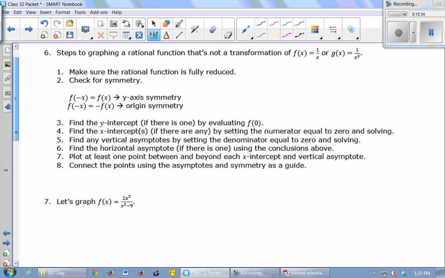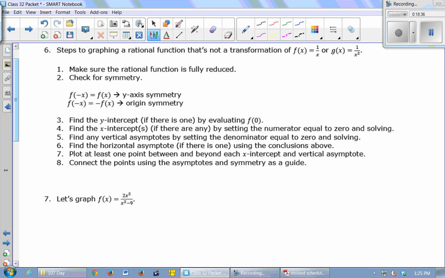All right, so here are the steps to graphing a rational function. If it's not just a transformation of 1 over x or 1 over x squared, because we did those last class, if you know what 1 over x and 1 over x squared look like, so if you can just shift those around, you can go ahead and do that. But if you can't do that, here are your steps.